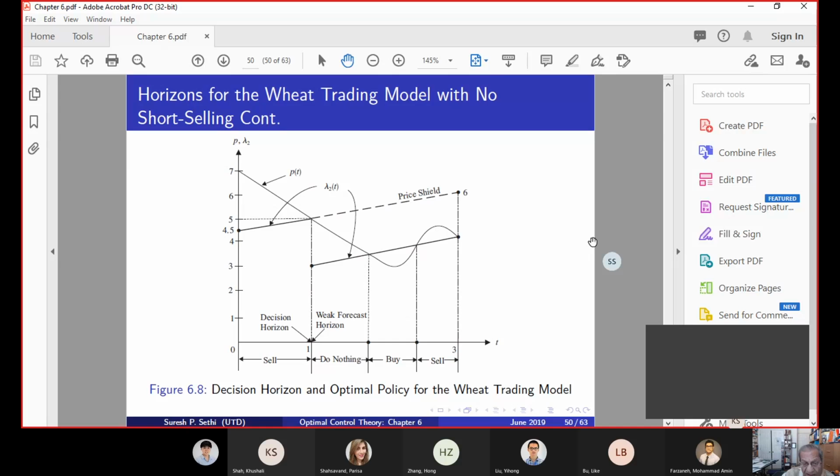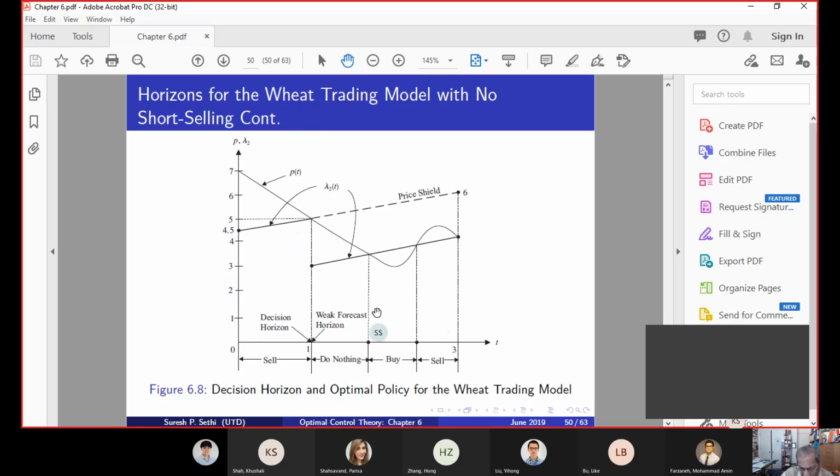Next model that I'm going to do, I'm going to try to remove this price sheet. I'm now going to create another problem in which I can have any forecast I want. And I want a place called forecast horizon and a place called decision horizon. So what is the forecast horizon? What is a strong forecast horizon? What is a decision horizon?